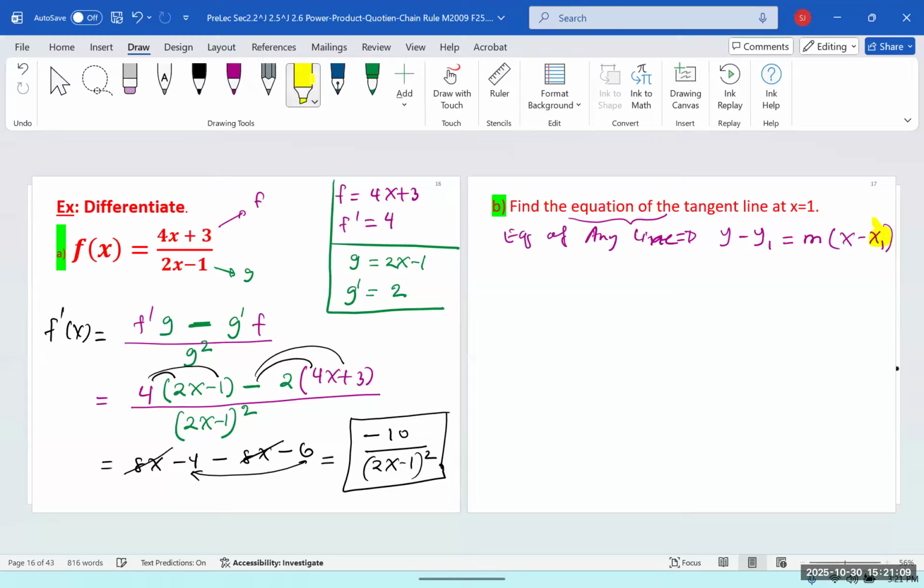This x1 is this. So we need to find only two more things. Which two things we need to find? The slope and the y1. Y and x, they will be inside your equation. So we only need to know what is m and what is y1. So let's find y1 first.